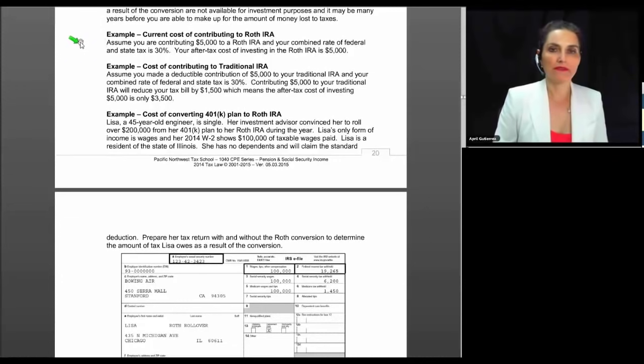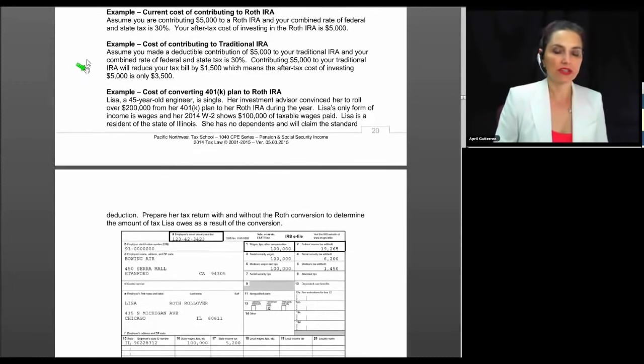Assume you are contributing $5,000 to a Roth IRA and your combined rate of federal and state tax is 30%. That means your after-tax cost of investing in the Roth IRA is $5,000. What about contributing to a traditional IRA?